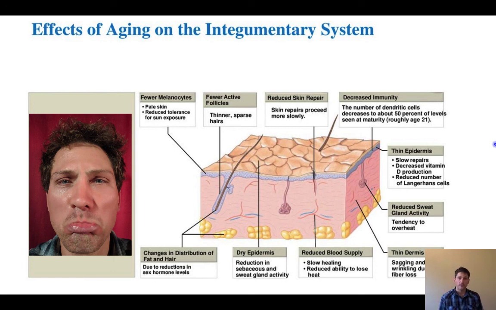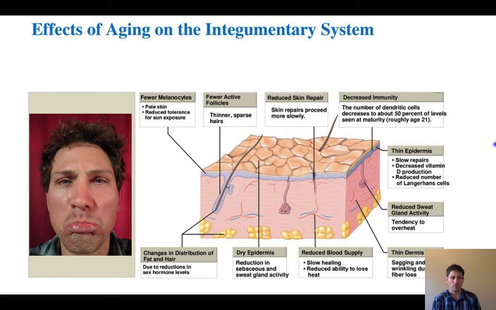The dermis thins out, and we tend to see a little bit of sagging and wrinkling. There's reduced blood supply, so that again contributes to a slower healing and a reduced ability to thermoregulate. Because if you remember, we were talking about vasoconstriction and vasodilation. Again, if we have less blood supply there, we're going to reduce that ability.